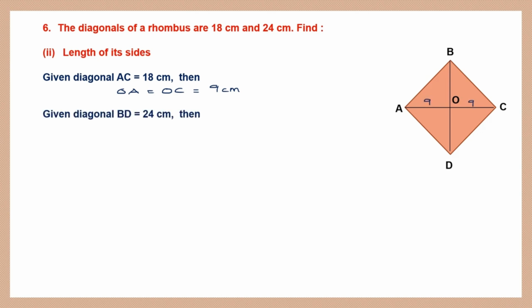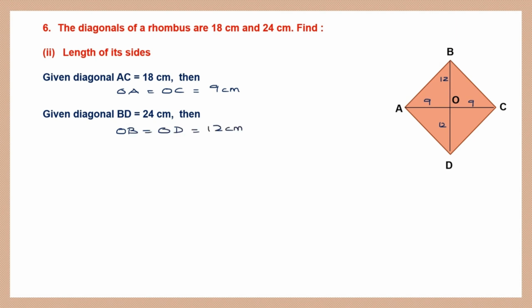Similarly, if we take the other diagonal BD and take it to be 24, then each half, that is OB and OD, will be equal to half of 24, which is 12. So this is going to be 12 and this is also going to be 12. So we can write that. That means OB is equal to OD and both are equal to 12 centimeters.